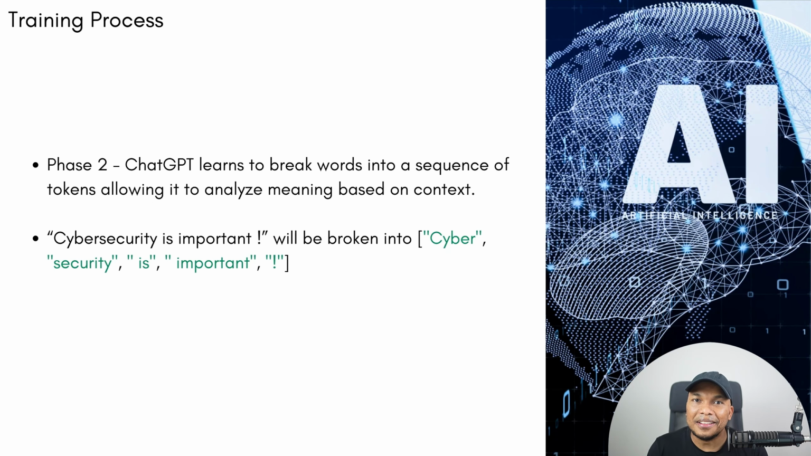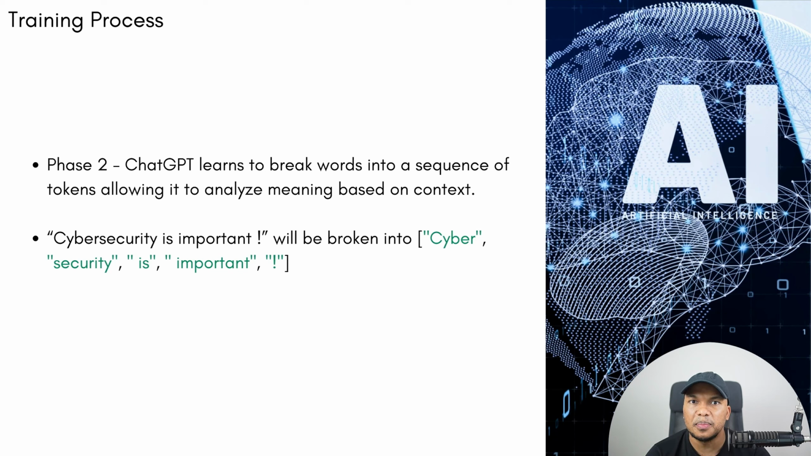Now, in phase 2, ChatGPT will learn to break words into a sequence of tokens, and it can analyze the meaning of the words based on context. So as an example, if you were to type into the ChatGPT prompt, cybersecurity is important. What ChatGPT actually does is that it's going to break that sentence into several tokens. So cyber will be a token, security will be a token, is will be a token, important will be a token, and even the punctuation mark at the end of the sentence will also be a token as well.